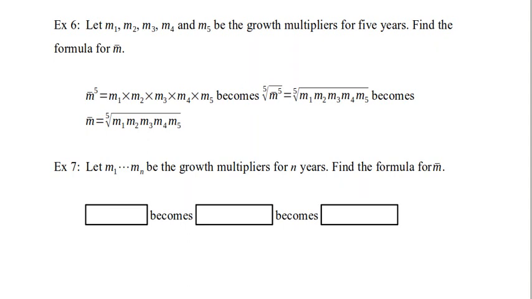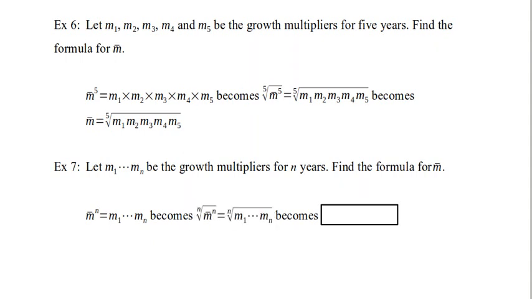Now we want to generalize this to n years, and in a sense this is even easier than the previous example, because now we're talking about raising m bar to the nth power and setting it equal to the product of m1 through mn. We're going to then take the nth root of both sides. On the left side, the nth power and the nth root are going to undo each other, and we're just left with m bar being the nth root of the product of n things. We're basically using the nth root to treat those m factors as if they were the same.